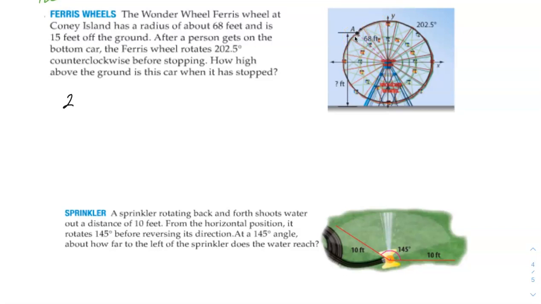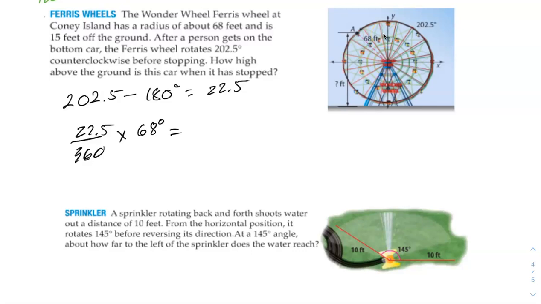So we got that the angle is 202.5. I always want to figure out what this angle is, right? So all this is 202.5. Let's subtract off this half circle I don't want. So minus 180, and I get 22.5. Now I want to figure out what portion of this we have gone down. So we're going to go 22.5 over 360 and multiply that by our radius, 68. Multiply that together, you get about 4.25.